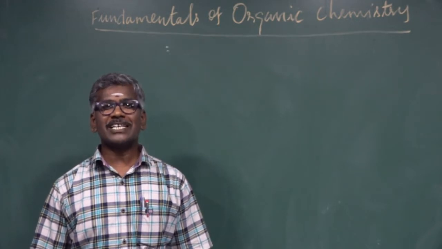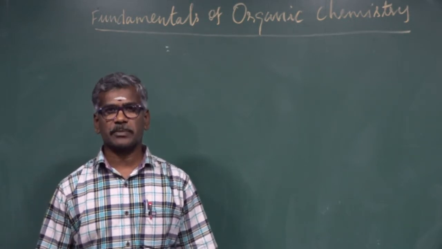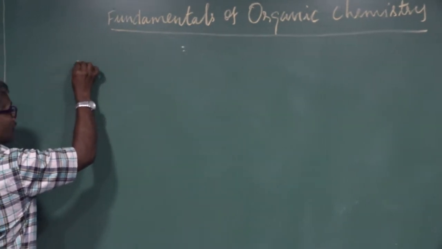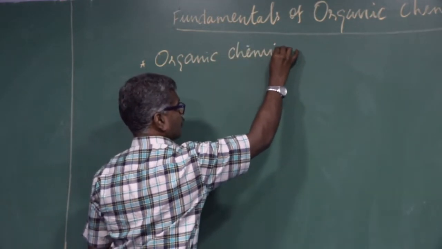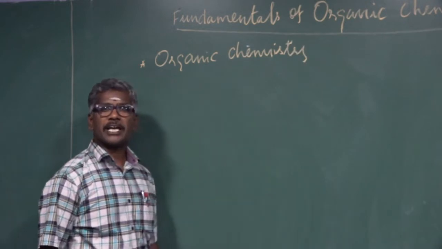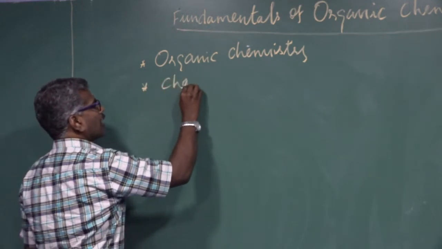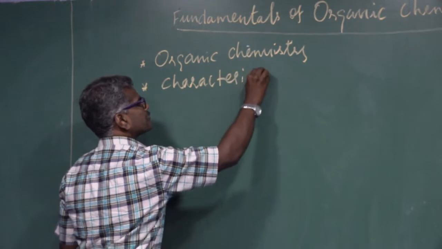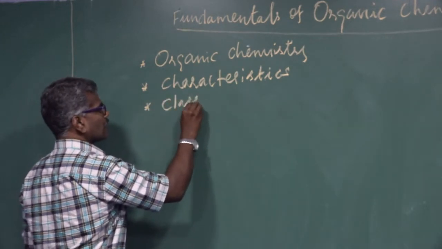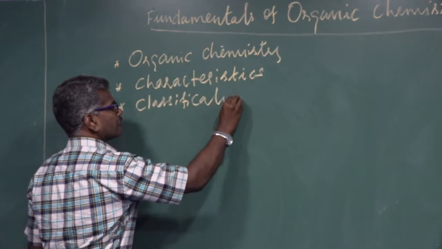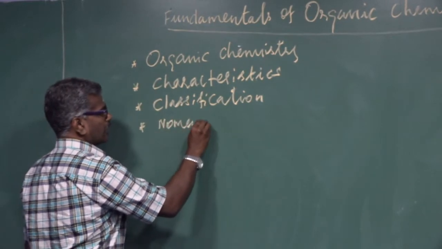Today's topic is fundamentals of organic chemistry. In this topic, what are the contents we are going to discuss? Point number 1: organic chemistry, that is the definition. Point number 2: characteristics. Point number 3: classification. Point number 4: nomenclature.